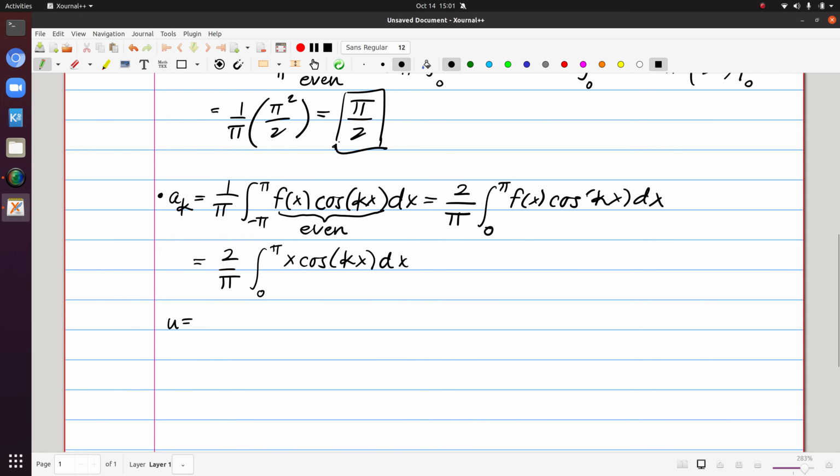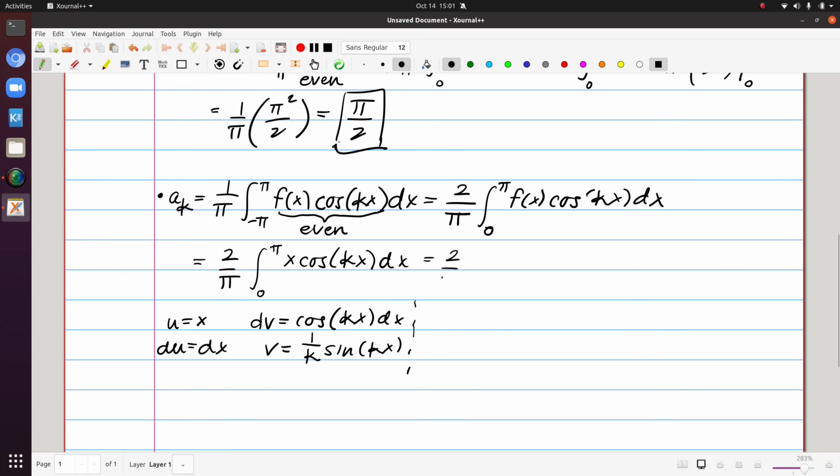So I'm going to let u equal x, du equal dx, dv equal cosine kx, and then we can take advantage of the fact that we've already had to think about the antiderivative of cosine kx in our previous example for Fourier series. So we're going to get a 1 over k times sine kx. So again, this is just my scratch work.